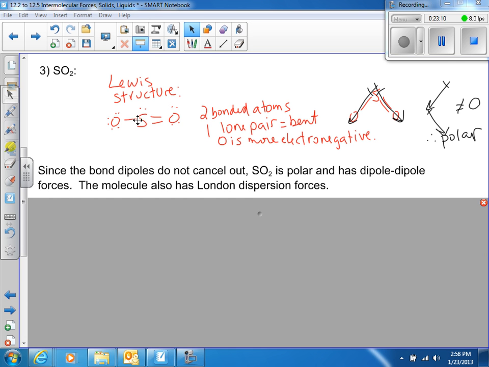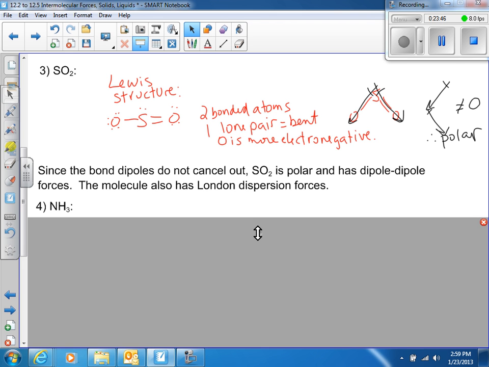We've got our SO2 molecule. You have to always do the Lewis structure first. Then you have to figure out the molecule's geometry, add up your bond dipoles. You didn't start and end in the same place, so these do not add up to 0. Therefore, the molecule is polar. Since the bond dipoles do not cancel out, SO2 is polar and has dipole-dipole forces. And it also has London dispersion or van der Waals forces, because all molecules have van der Waals forces. Oh, does it have hydrogen bonding? Well, there's no hydrogen in here, so no, it doesn't have hydrogen bonding.